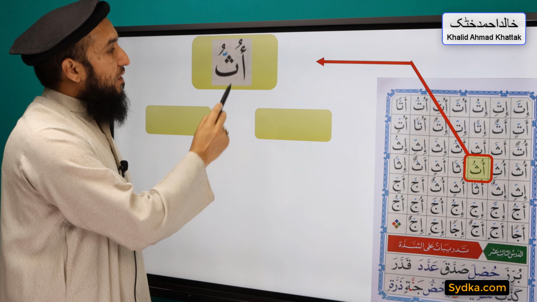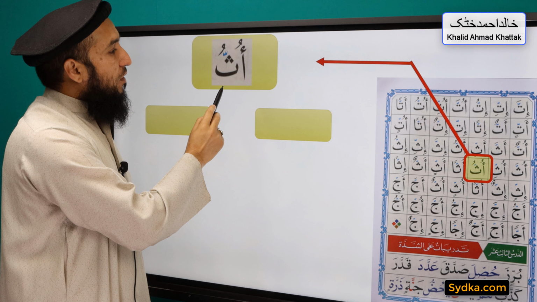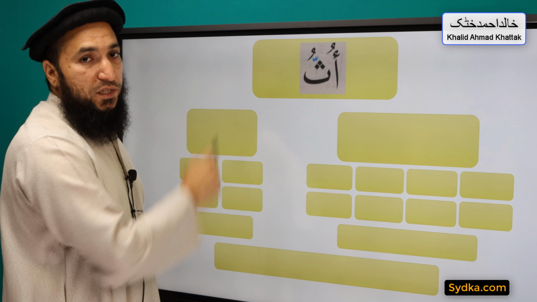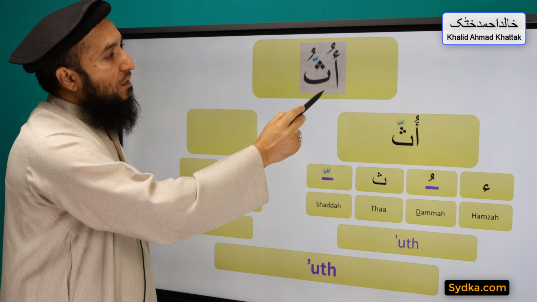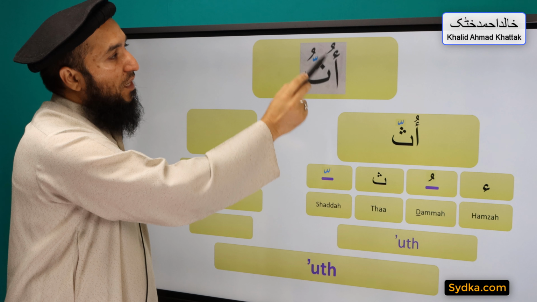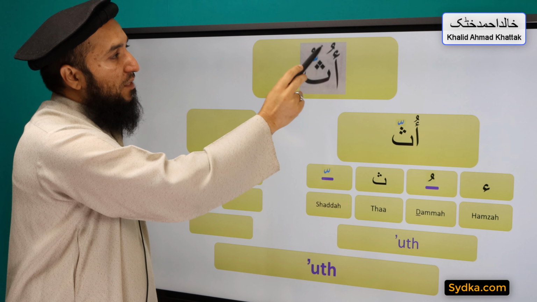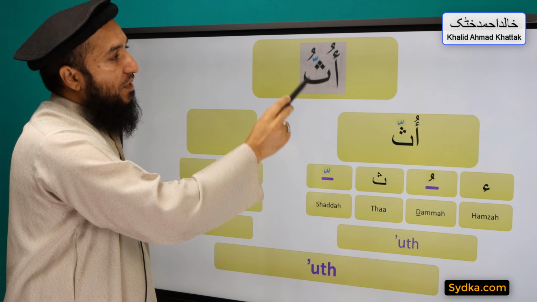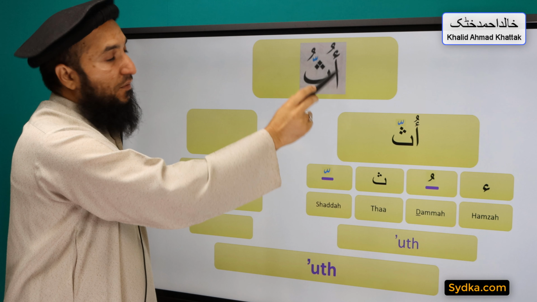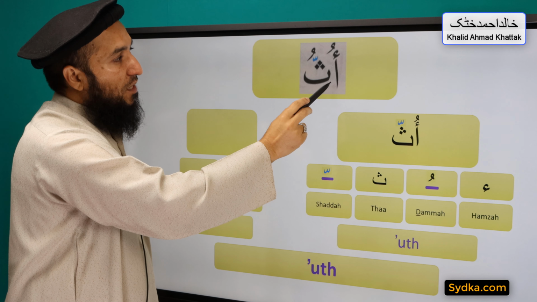The next word we have is utho, and it can be divided into two syllables. The first syllable we have is hamza, dhamma, tha, shadda, uth. Hamza is a light letter, it has dhamma on top of it, it is followed by tha, tha has a shadda. This alif is silent and it is used as a chair for hamza.